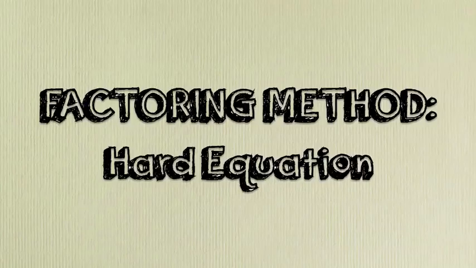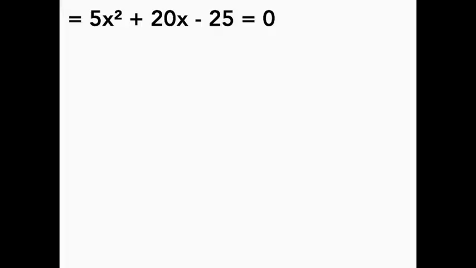Let's start a harder equation now. 5x squared plus 20x minus 25 equals 0. We can actually simplify it and still result to the same answer. 5, 20, and 25 are all divisible by 5. This means that we can make the equation into x squared plus 4x minus 5 equals 0.